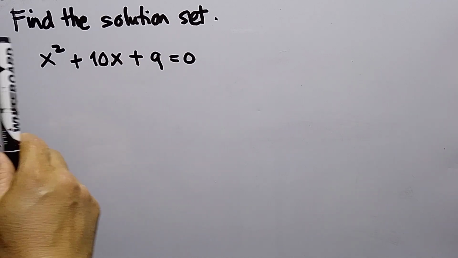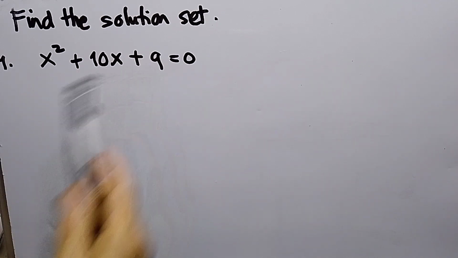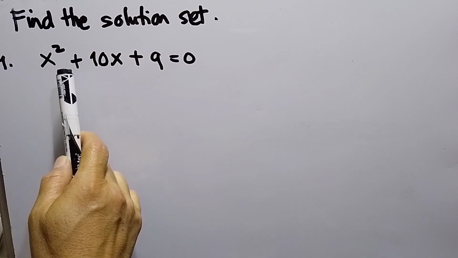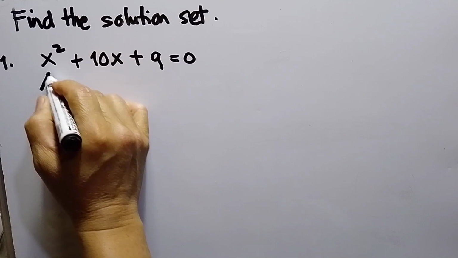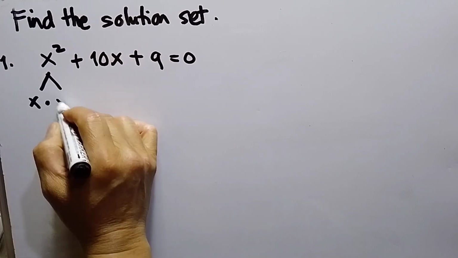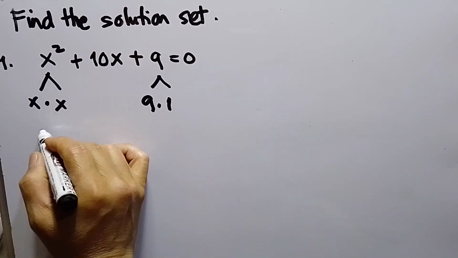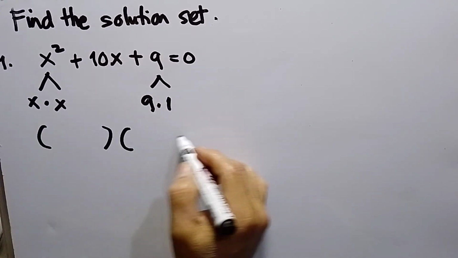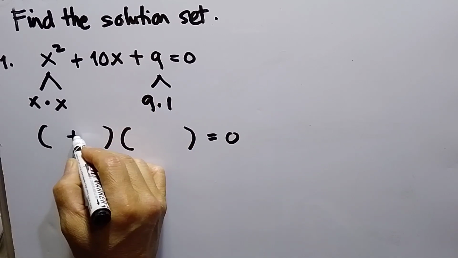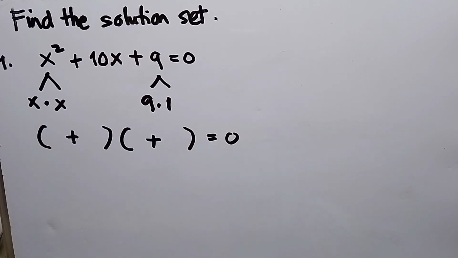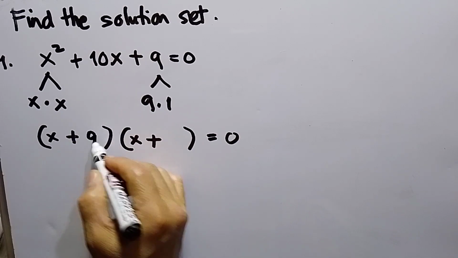I have here, find the solution set for number 1, x squared plus 10x plus 9. So take note, the operation is addition. So I need to factor out this x squared. I have x times x, then 9 will be 9 times 1. Since the operation is addition, all factors will be plus. So I need to write here x, this one also x, and then 9, and then 1.